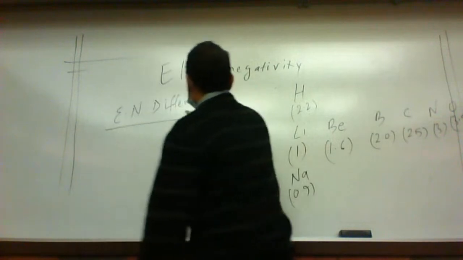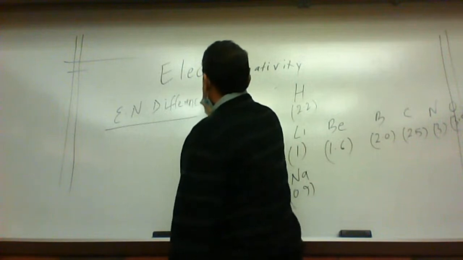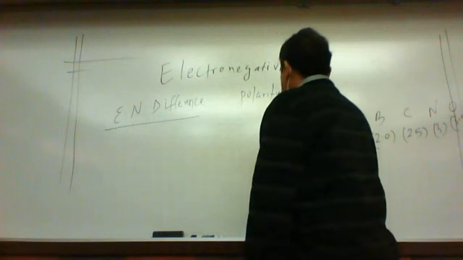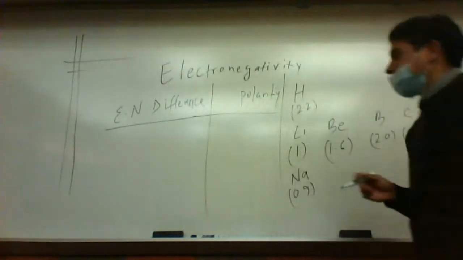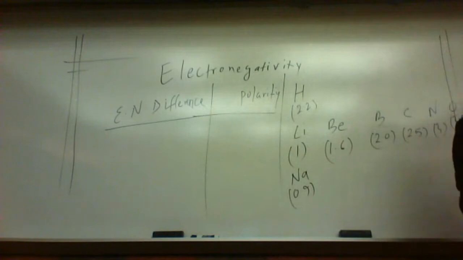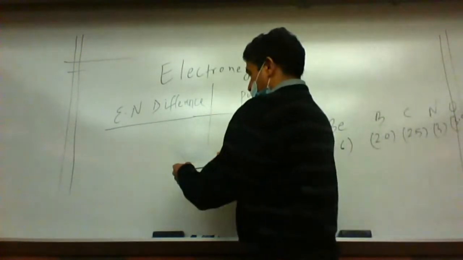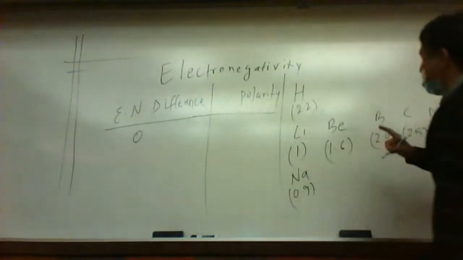Difference. So electronegativity and polarity. We talk here about polarity. So what is the relation between the electronegativity difference and polarity? If the electronegativity difference between the two atoms is 0, it's completely covalent, right? So let's say the electronegativity difference is 0.